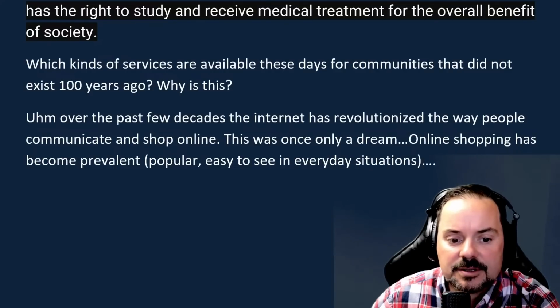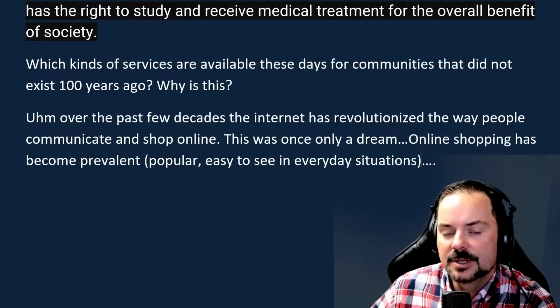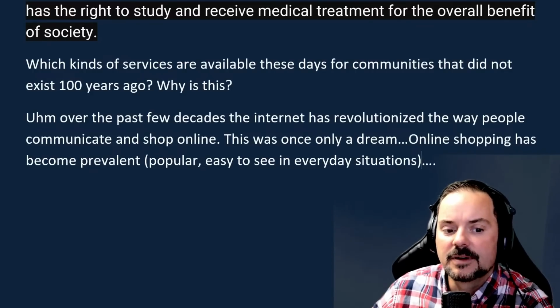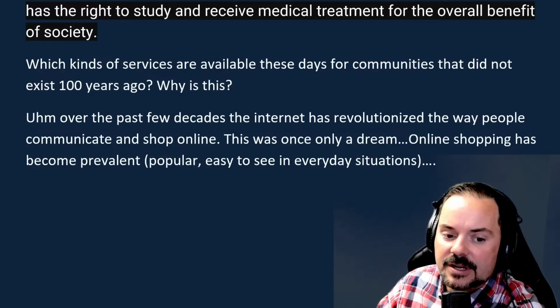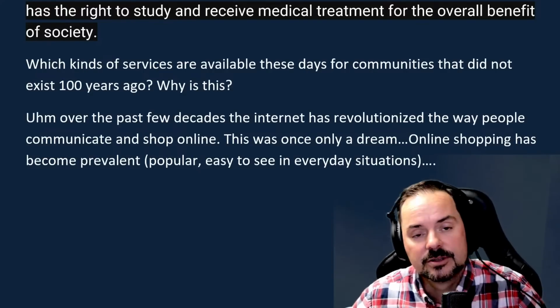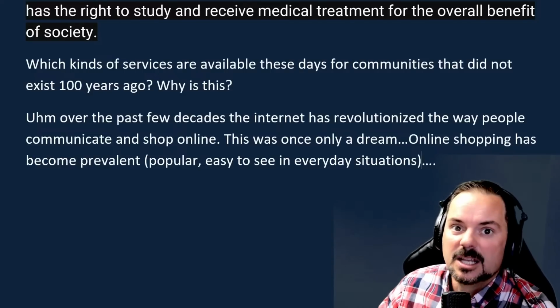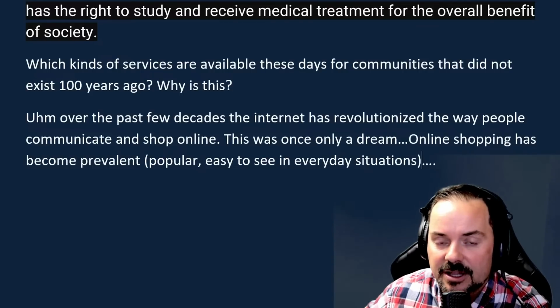So that's what prevalent means. Ubiquitous, maybe. Ubiquitous is a little bit different. Prevalent, if I want to give it a precise definition, I would say it's easy to see in everyday situations. It's prevalent. Like you go there, you see it. It prevails. It comes from the word to prevail.